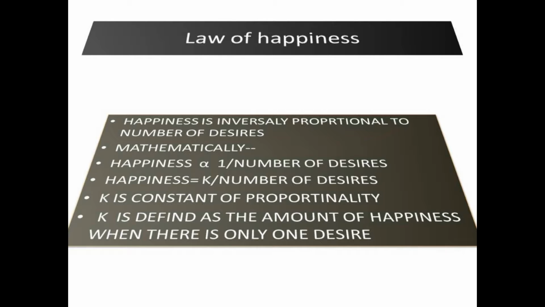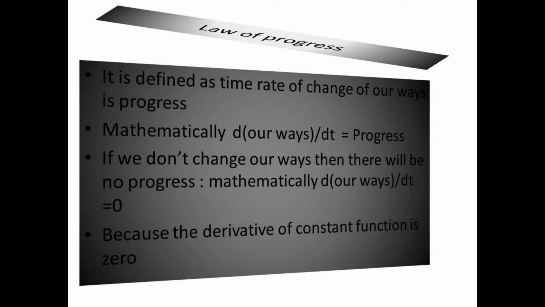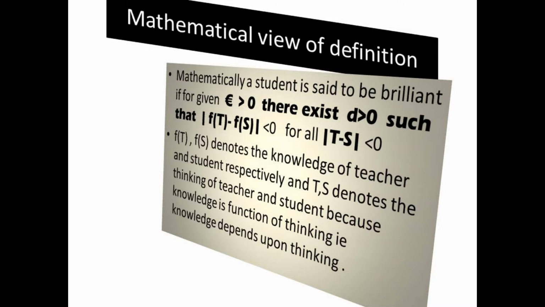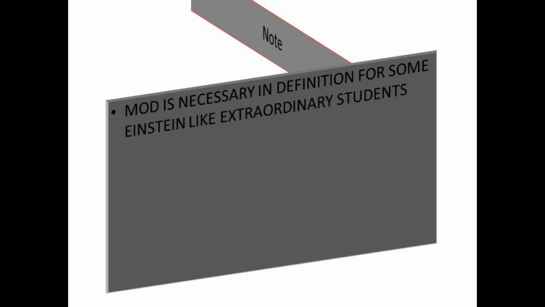K is actually the constant, but most of the people don't know why we put k in all scientific laws. I will explain this in later videos. Here I just show you there is a k. K is the constant of proportionality. It is defined as the amount of happiness when there is only one desire, the desire of living with honor or the desire of hard work. Note: a great single desire may contain a large number of desires.